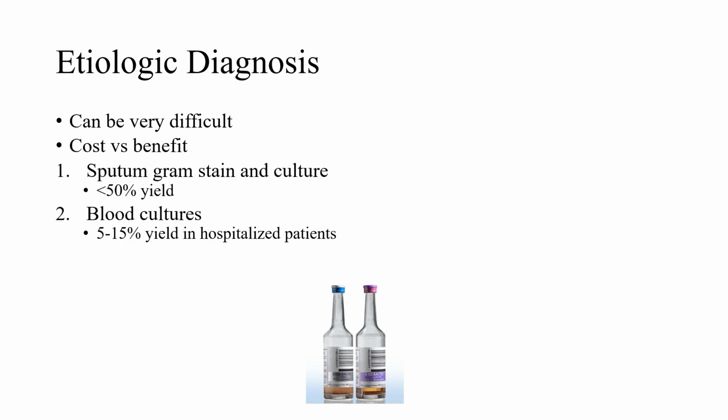What are their risk factors? How bad are they? How are they breathing? How do they look? How sick do they look? If this is a sicker patient or they have risk factors, blood cultures could be indicated because you don't want to miss a bloodstream infection. Again, yield here is fairly low, 5 to 15%.